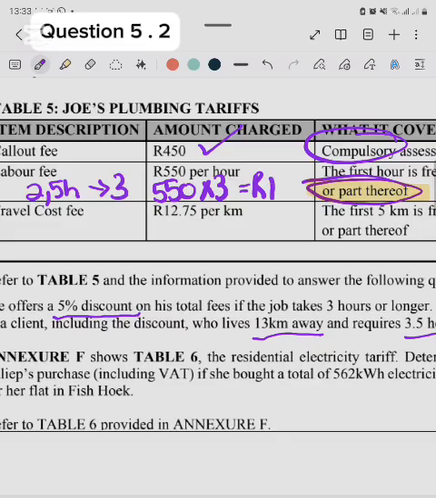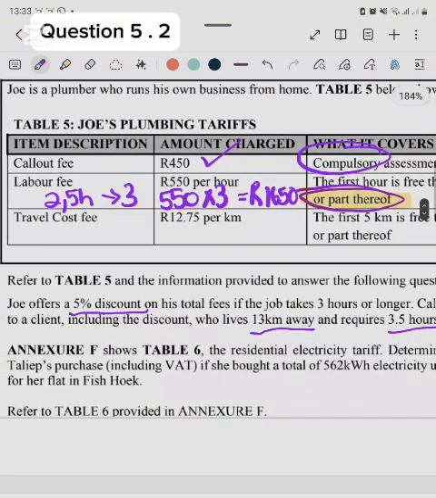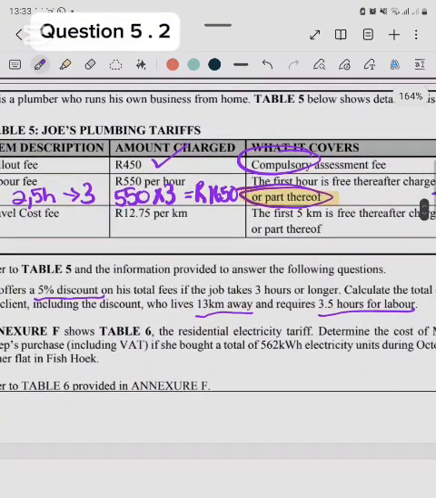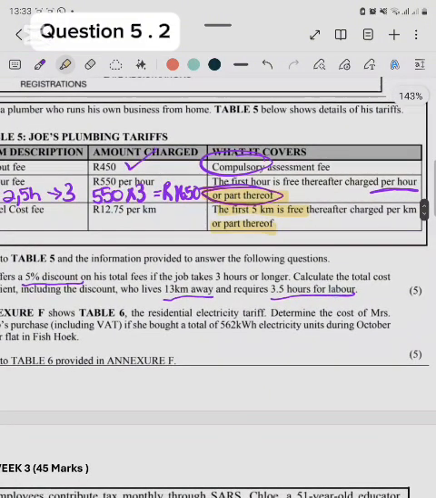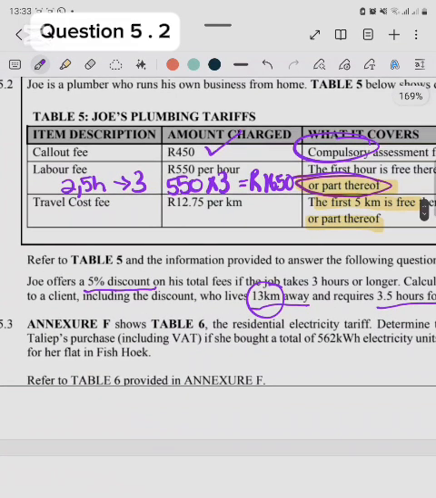Then the next part that we have is our travel costs. They tell us here it's 12.75 per kilometer, and that firstly the first 5 kilometers are free, and they also are charging per kilometer or part thereof. So we're doing 13 kilometers, but we don't need to pay for all 13. The first 5 are free. So I'm going to say 13 minus the 5 free. It gives me 8 that I'm paying for. And I'm going to say 12.75 times by 8, which is 102.